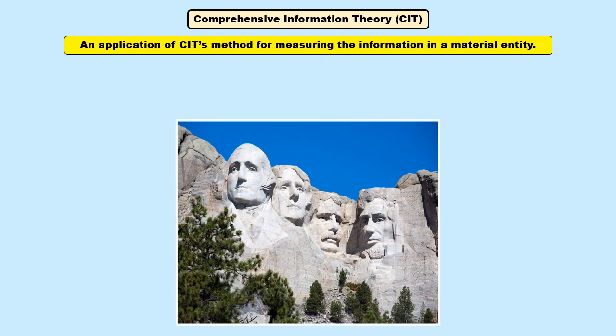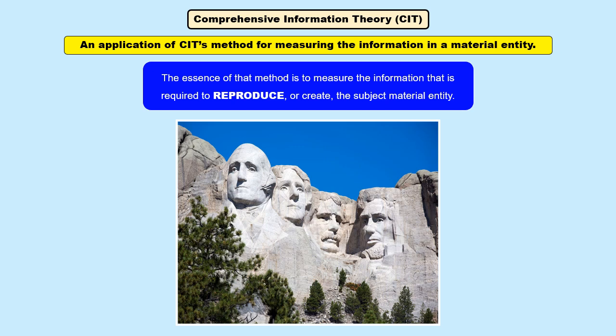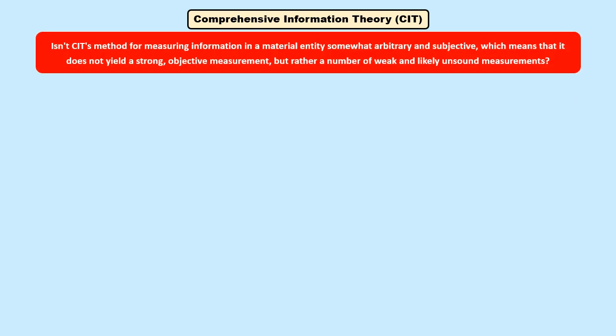This video contained an application of CIT's method for measuring the information in a material entity, such as in Mount Rushmore. The essence of that method is to measure the information that is required to reproduce, or create, the subject material entity. The third and final question relates to the merit or value of CIT's method. The question is, isn't CIT's method for measuring information in a material entity somewhat arbitrary and subjective, which means that it does not yield a strong, objective measurement, but rather a number of weak and likely unsound measurements? In a word, the answer to that question is, no. Let's concisely explain that answer.